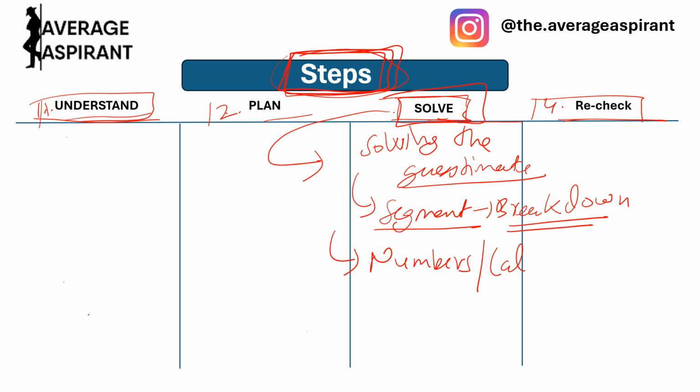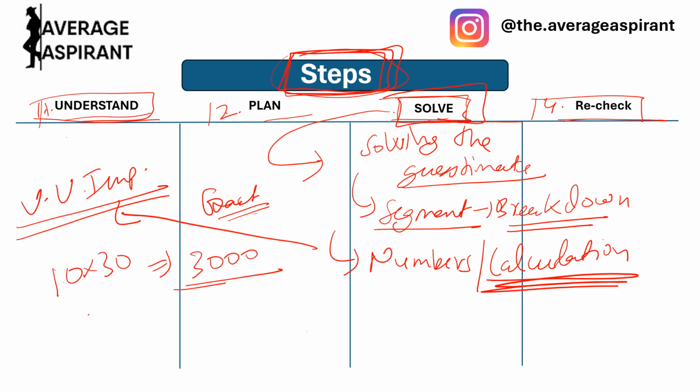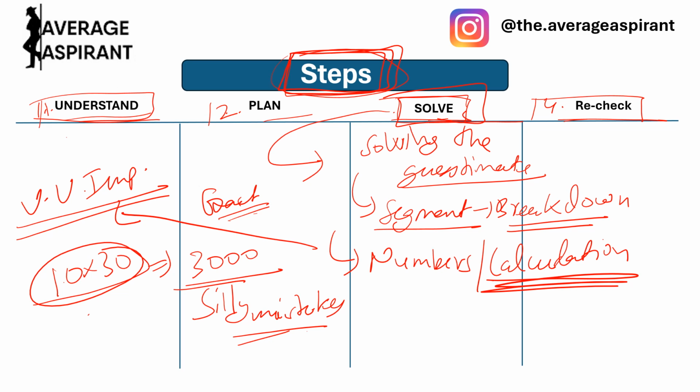or calculation. Now, this is very, very important. An interviewer does not want an exact answer, right? But what they want is that your calculations should be right. So if you are doing 10 into 30, you should not write 3000. These are silly mistakes. Silly mistakes. And if you can't do these things right, then it will leave a very, very bad impression.